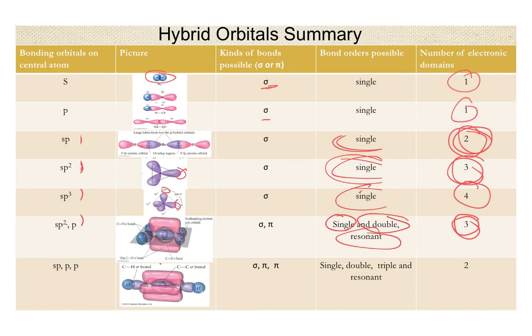If we have an sp with two p's left over, that's going to give me a sigma bond, a pi bond, and a pi bond. Okay, that will give me an opportunity to produce maybe some singles on the ends, possibly a double, possibly a triple, or a resonant structure. And again, two electronic domains there as well. Okay, so that's kind of how this works out. Biggest deal is almost every single double bond is formed from an sp2 hybridization, and every single triple bond is formed from an sp hybridization.